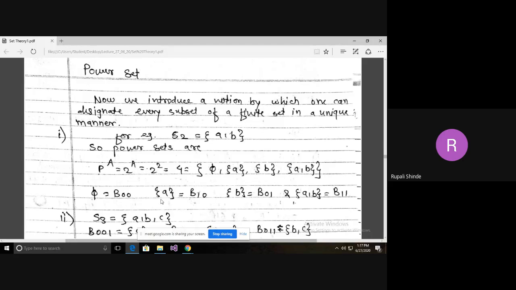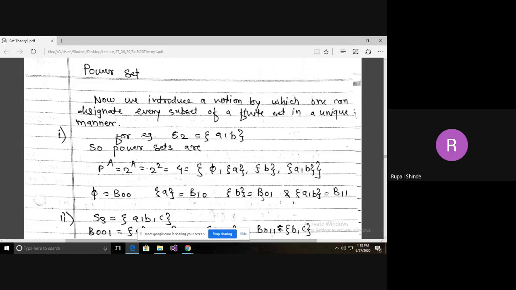Now suppose we have to represent set A. Check here: A is the first element of that set. That's why it should be represented as B10. Here this 1 indicates the presence of A in this set, and 0 indicates the absence of element B in this set. That's why set A is represented by B10. Likewise we have to represent set B.